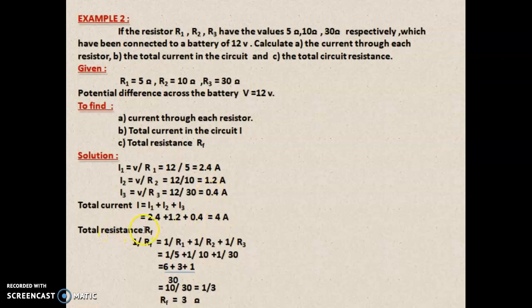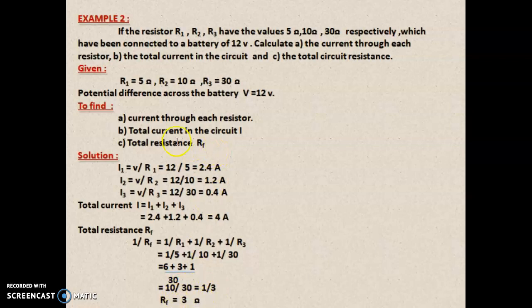Here you have to find the total resistance. These are all connected in parallel. In parallel, the total resistance is given by 1 upon Rf is equal to 1 upon R1 plus 1 upon R2 plus 1 upon R3. So that is 1 upon 5 plus 1 upon 10 plus 1 upon 30. The LCM is 30. So 6 plus 3 plus 1, that is 10 upon 30, that is equal to 1 upon 3. So the total resistance Rf is equal to 3 ohms.